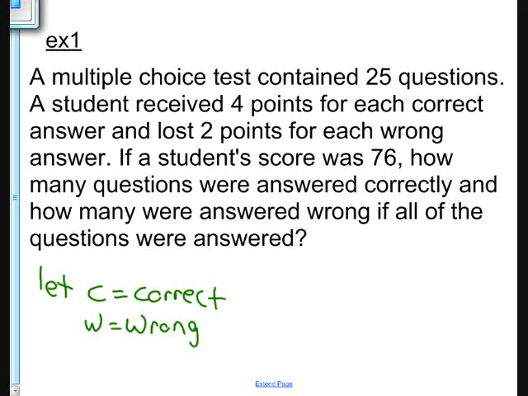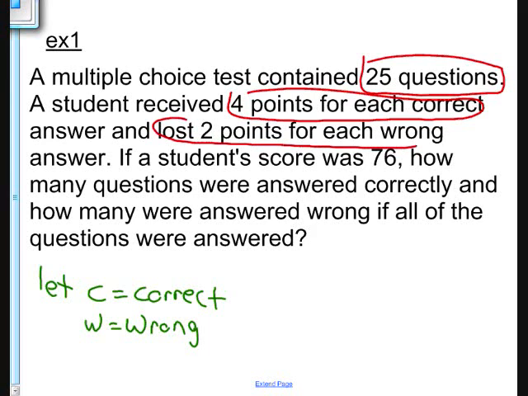Okay, so I'm trying to find that. I can look through my question and pick out what I need. I know there were 25 questions in all. You get 4 points for a correct answer, and you lose 2 points for a wrong answer. And the score was 76. Just picking out what you need, you don't need to worry about anything else.